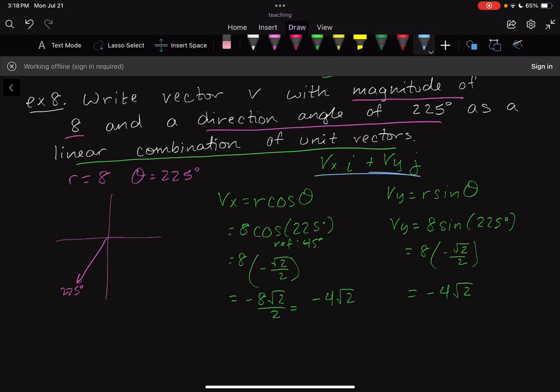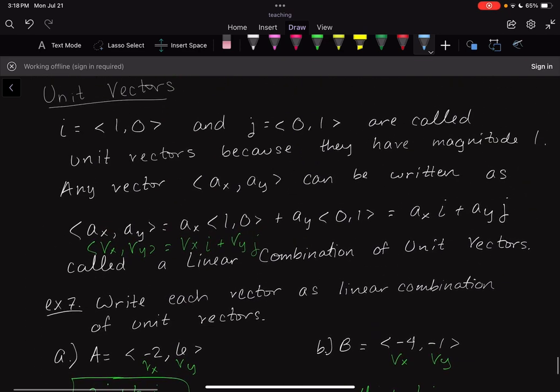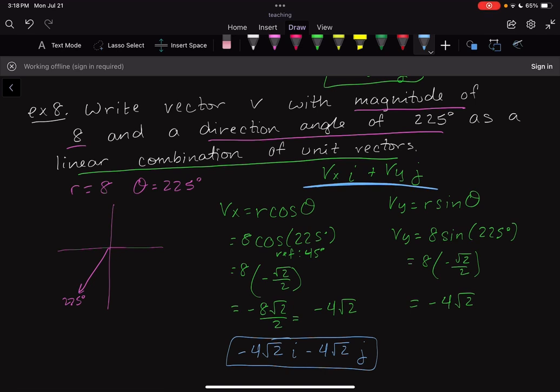So for my final answer here, I need to write it in the form: negative 4 root 2 i minus 4 root 2 j. And I just put the i's and the j's at the end, just to make sure it doesn't look like it's in the square root or something. Some advice I would give you when you're looking for vx and vy, make sure you always check those signs. I can be kind of bad about it. I'm a little nervous that I missed one earlier in this lecture. So just be careful with those negatives and what quadrant you're in.